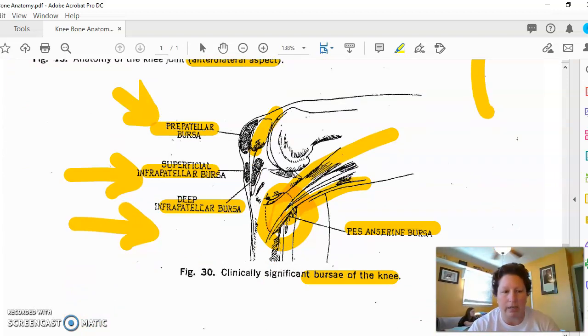And then finally, to finish this up, we have the bursas of the knee, which help to decrease friction. You have 4. Prepatella, which sits on top of the patella; superficial infrapatella, which sits in front of the patella tendon; deep infrapatella bursa, which sits behind the patella tendon; and then the pes anserine bursa, which is where the adductor muscle and the hamstring muscle insert.